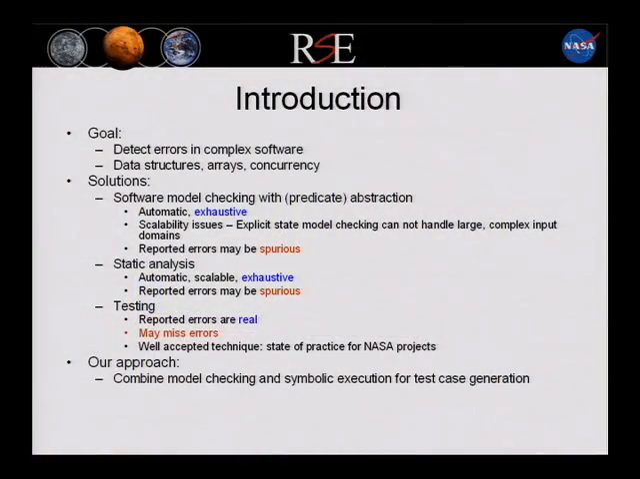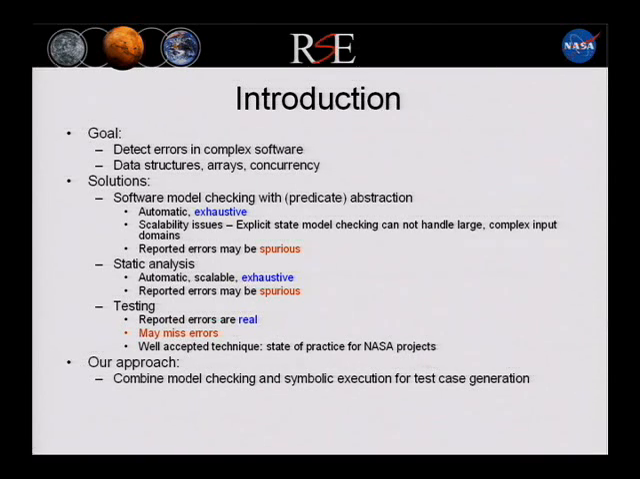So one is software model checking, maybe with abstraction. For example, predicate abstraction is a popular research direction. So this is automatic, it's exhaustive, but of course it suffers from scalability issues. For example, explicit state model checking, and I will give a bit of background about this, so to see what I mean by this, cannot handle large, complex input domains. And because of the abstraction, the reported errors may be spurious.